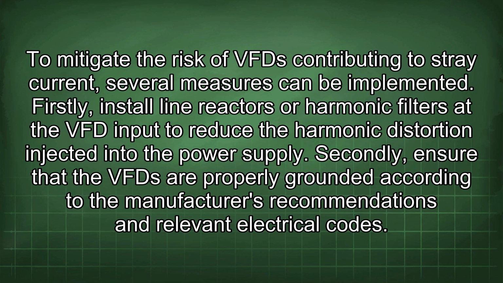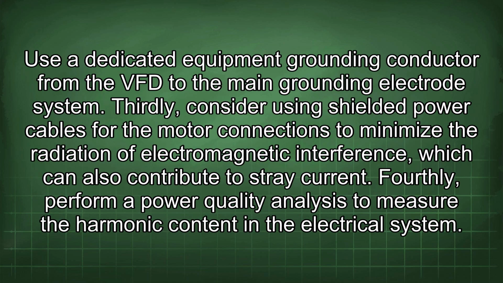Firstly, install line reactors or harmonic filters at the VFD input to reduce the harmonic distortion injected into the power supply. Secondly, ensure that the VFDs are properly grounded according to the manufacturer's recommendations and relevant electrical codes. Use a dedicated equipment grounding conductor from the VFD to the main grounding electrode system.